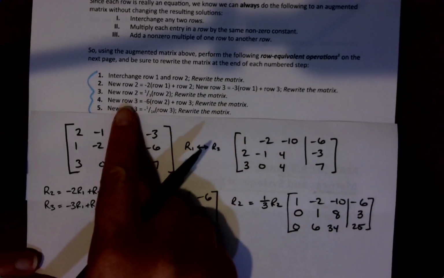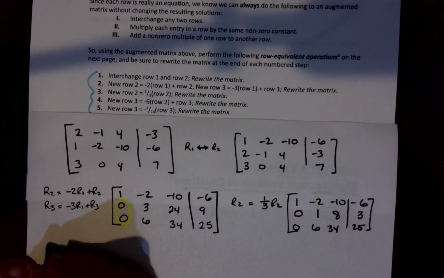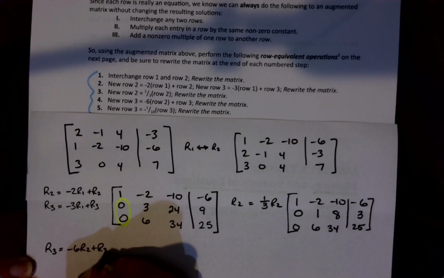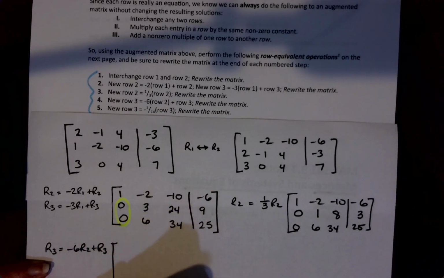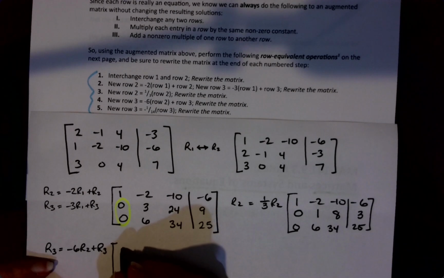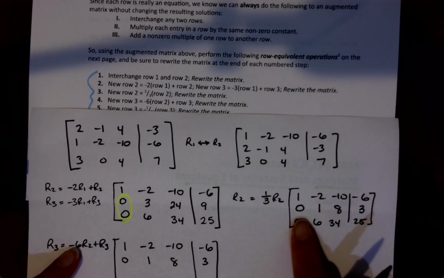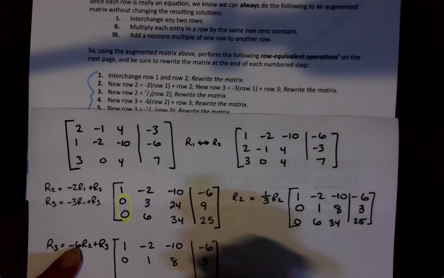Continuing, the next step says take new row 3 as -6 row 2 plus row 3. So no change to row 1. 1, -2, -10, -6. No change to row 2. 0, 1, 8, 3. And then yes, change to row 3. Row 3 is going to be -6 of row 2 plus row 3. So 0 times -6 is still 0, plus 0 is still 0.